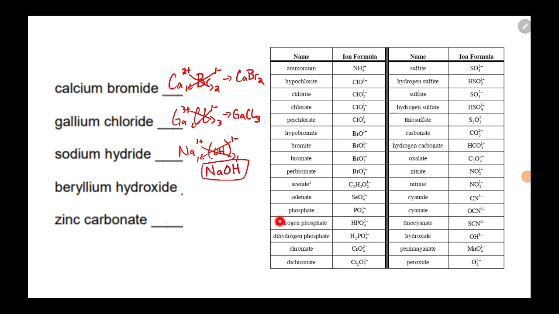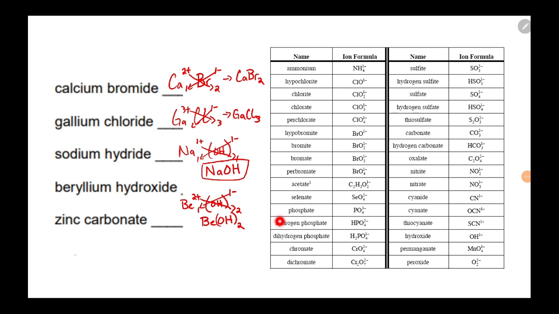Our next example is beryllium hydroxide. Beryllium has a 2 positive charge, and hydroxide has a 1 minus charge. So when we put the 2 in front of the hydroxide, it will go outside of the parentheses. The 1 will be in front of the beryllium, but we don't write 1s, and so the formula for beryllium hydroxide is Be(OH)2.